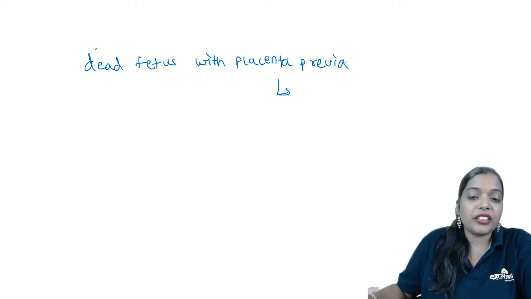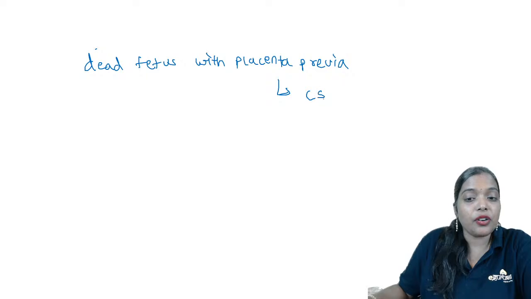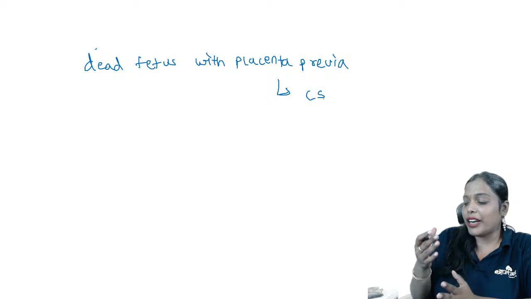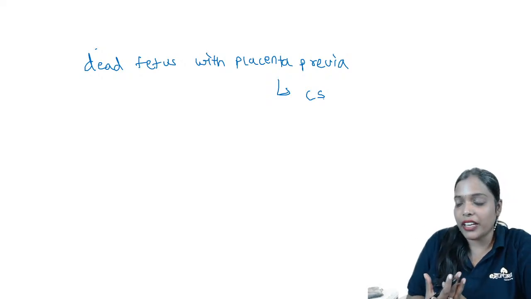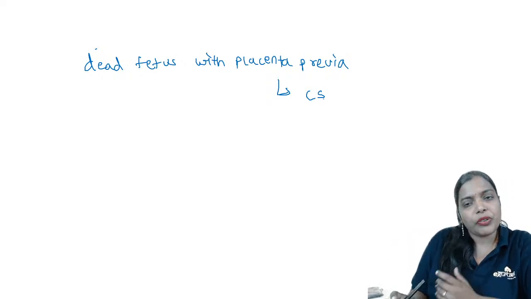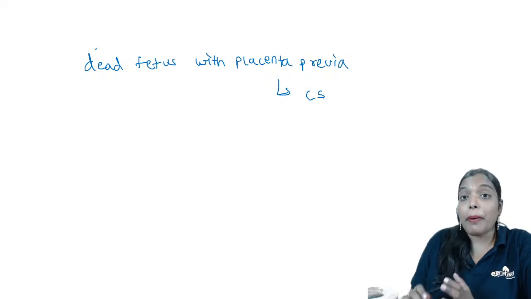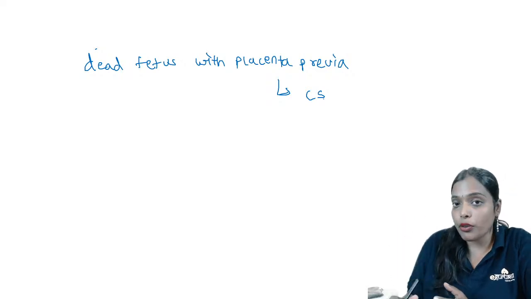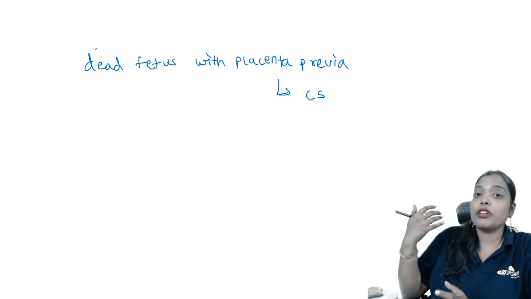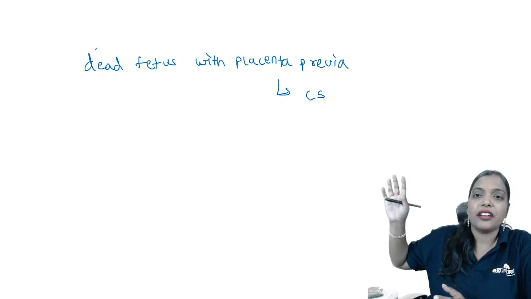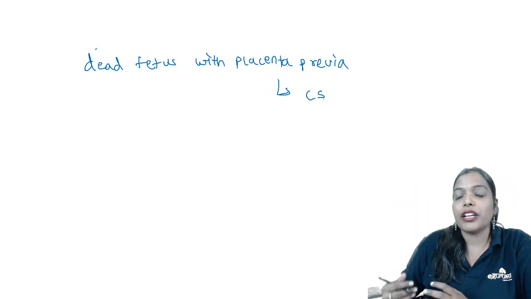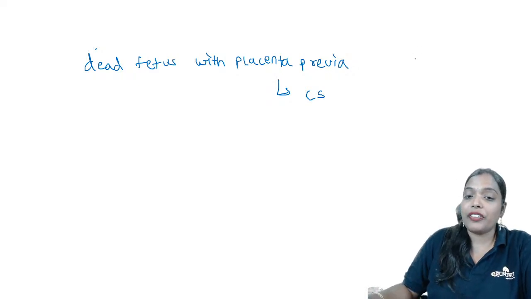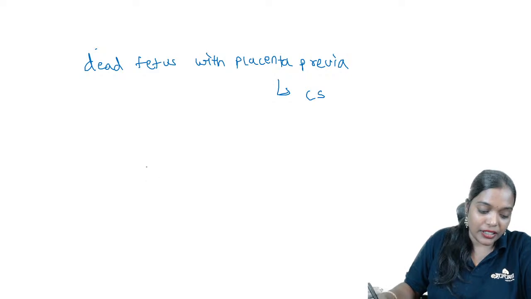So when you have a dead fetus with placenta previa, you will go for cesarean, not vaginal. Why? I'm not bothered about the baby here, but when I conduct a vaginal delivery, placenta will come out first, followed by baby. That's fine. But what about the placental sinusoids? As the placenta comes out first, the placental sinusoids will be open and they'll go on bleeding till the baby delivers. So it can lead to the death of the mother only because of the continuous and excess bleeding. So dead fetus with placenta previa, you'll go for cesarean section.